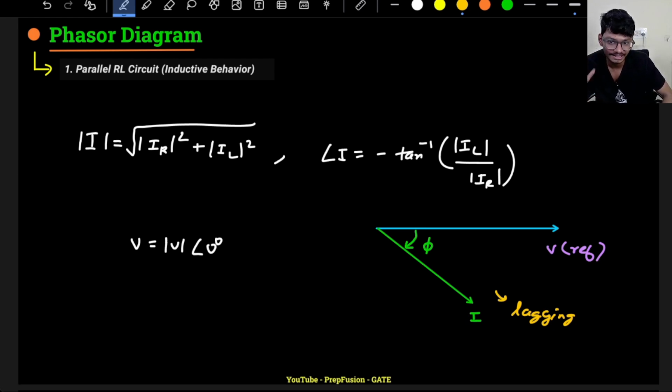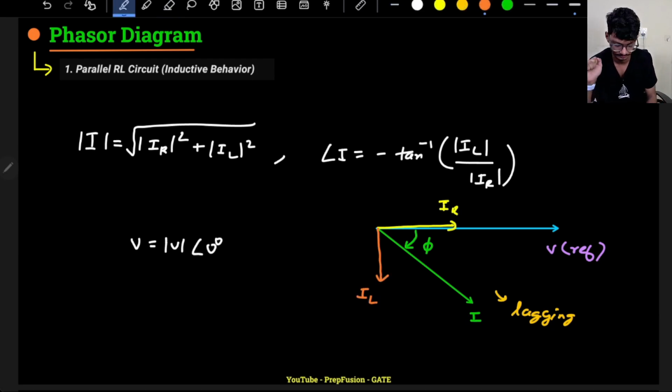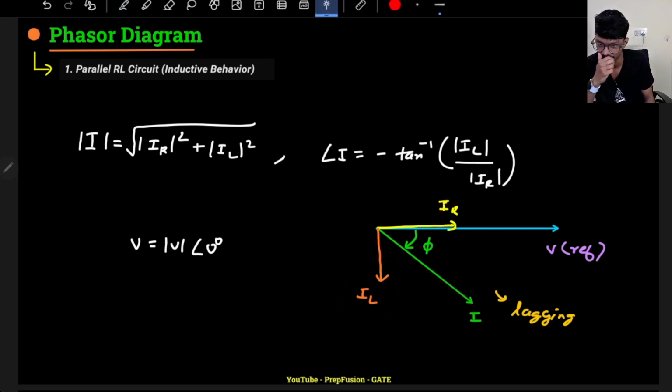So we can analyze this using another method as well. Before that, I want to draw the complete phasor diagram. So V and I are here. IR, the resistor current, will be in the same phase as the voltage, and IL will lag the voltage by 90 degrees, because current lags the voltage by 90 degrees in an inductive circuit. The combination of these two, IR and IL, will give me the resultant I.